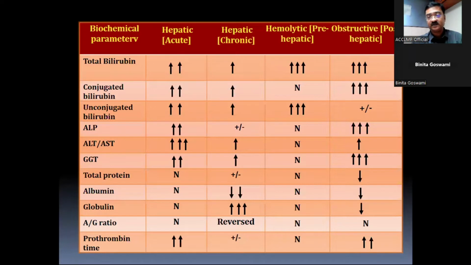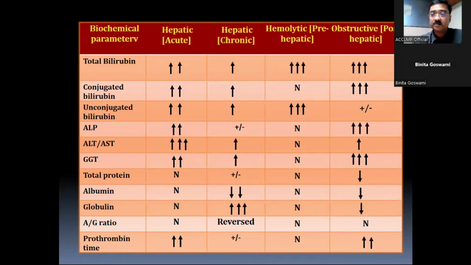And the last kind is obstructive or post-hepatic jaundice, where everything is ready, the liver's kitchen is okay. So whenever the bilirubin is coming, it is getting conjugated, but it is not getting a way out. So what happens in this condition? The obstruction of the biliary tract leads to a backflow, so that the conjugated bilirubin flows back into the blood, and that is why you get a conjugated hyperbilirubinemia.